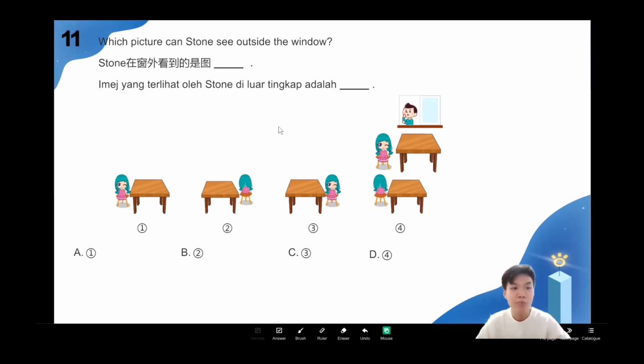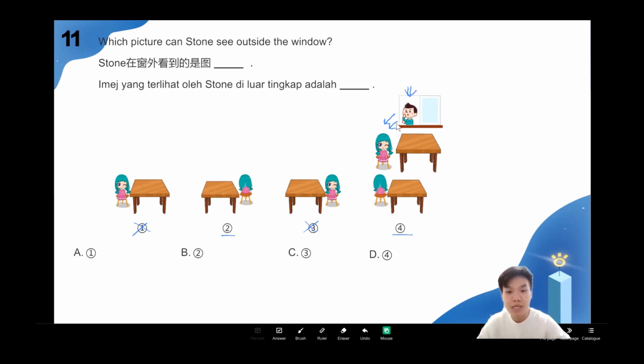Question 11. Which picture can Stone see outside the window? Stone is right here and he sees the back of the girl and a table. So the first one and the third one are eliminated because Stone was looking at her back, not her face. Let's see option 2 and option 4.